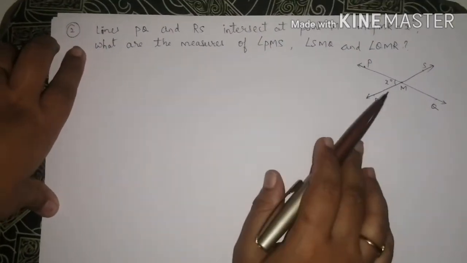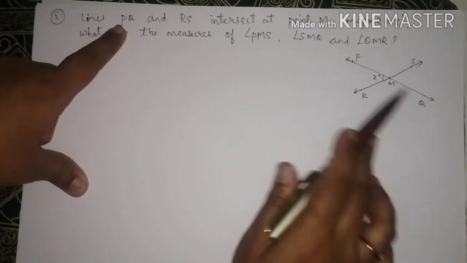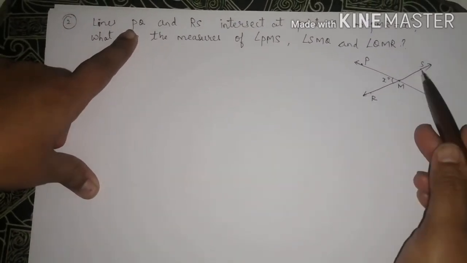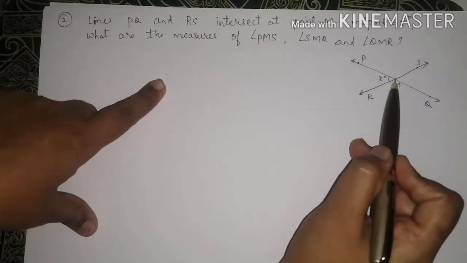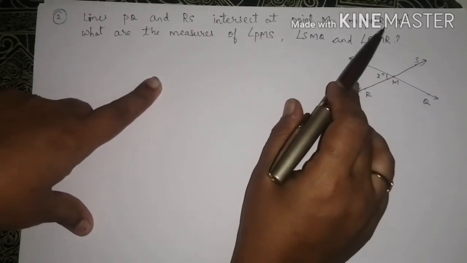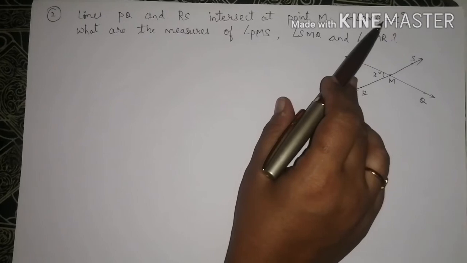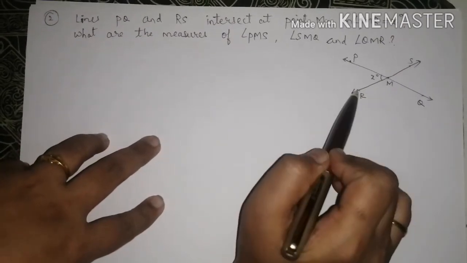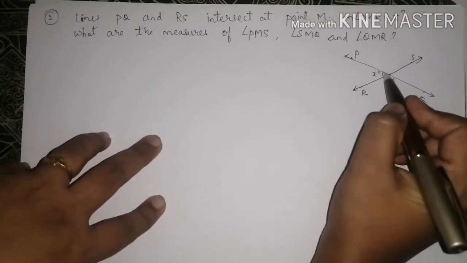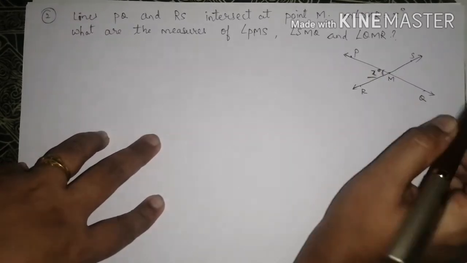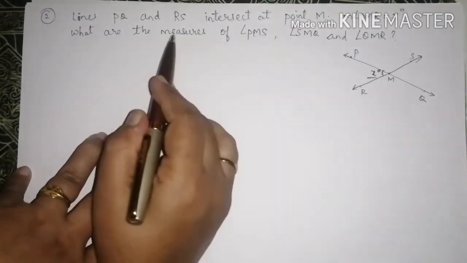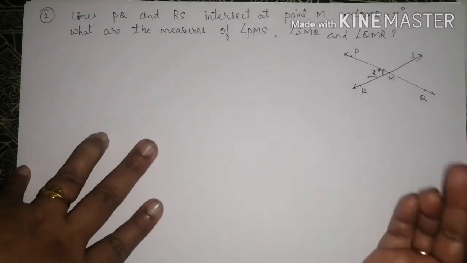Again they have given us the figure. This is one line PQ and this is another line RS. They are intersecting at point M, and they have given me again the measure of one angle. Which one is that? This one, angle PMR. Its measure they have given me is x degrees. And they are asking me to find the remaining three angles.